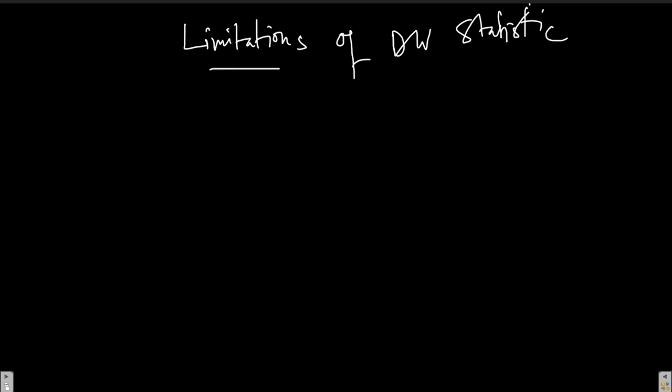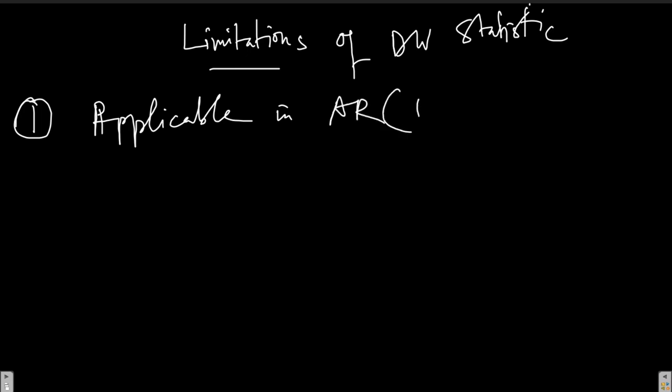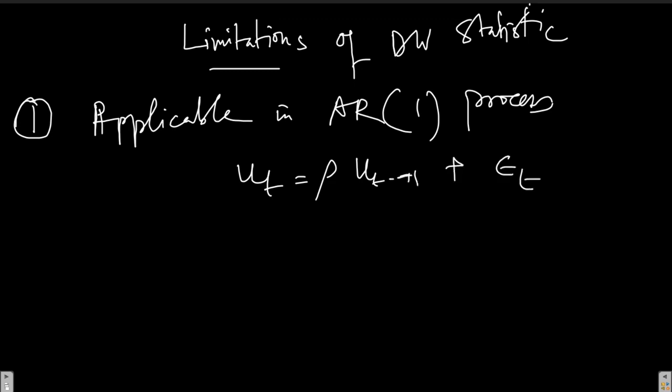Limitation number one is that the DW statistic is applicable in the AR1 process, and that was quite obvious. I'll explain why. Remember, when we wrote the equation, ut is equal to rho ut minus 1 plus some et. So this is essentially a representation of the AR1 process.